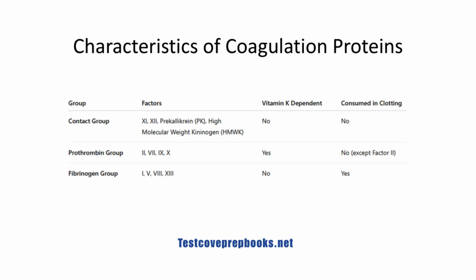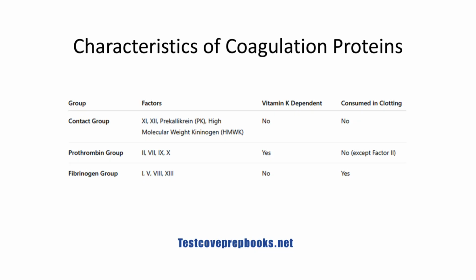Next, we have the prothrombin group. This group contains factor II, factor VII, factor IX, and factor X. They are vitamin K dependent. Most of them are not consumed during clotting, with the exception of factor II, also known as prothrombin, which is consumed when it's converted into thrombin.